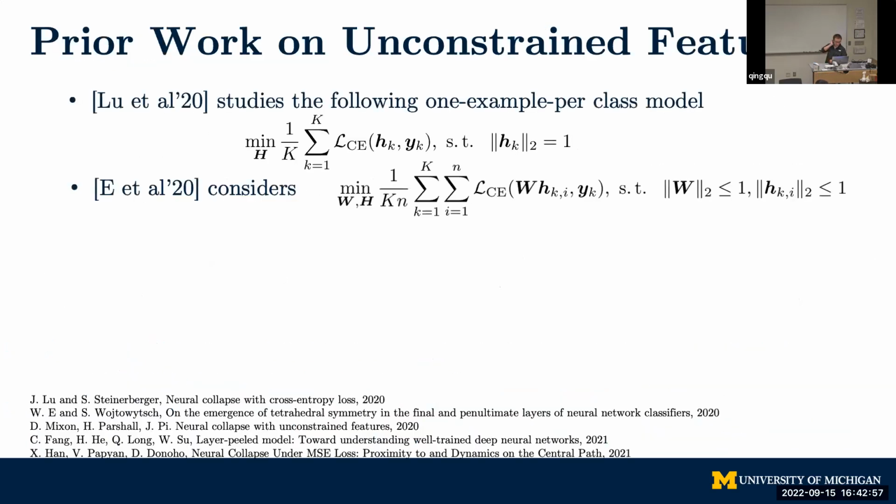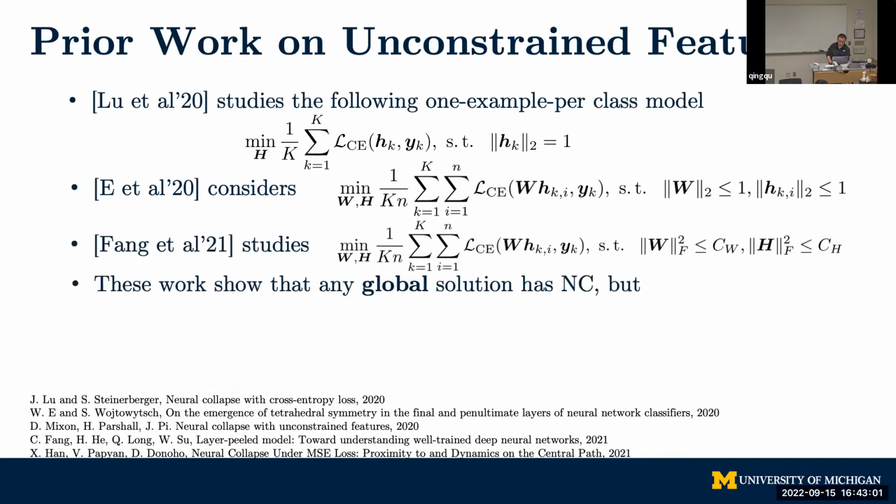So there's a ton of work trying to study based on this model. They consider different problem formulations, and this work showed that actually any global solution under this loss function has this neural collapse property. But the thing is that showing global optimality of this loss doesn't guarantee efficient convergence to the global solutions.